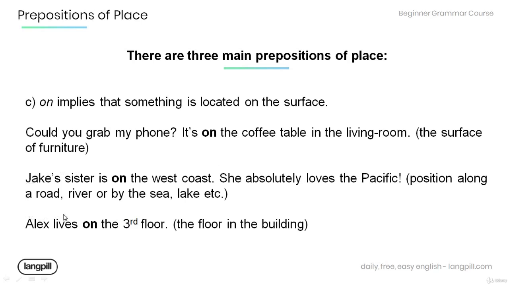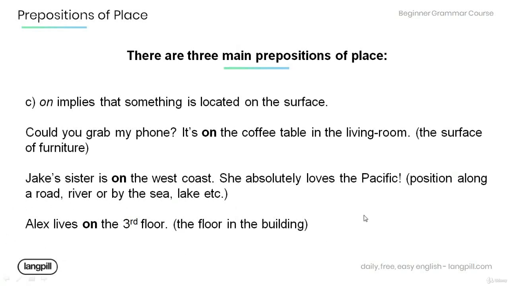And in this sentence, Jake's sister is on the West Coast. She absolutely loves the Pacific. In this sentence, the preposition of place on implies that Jake's sister is located along a road, river, or by the sea, lake, etc.